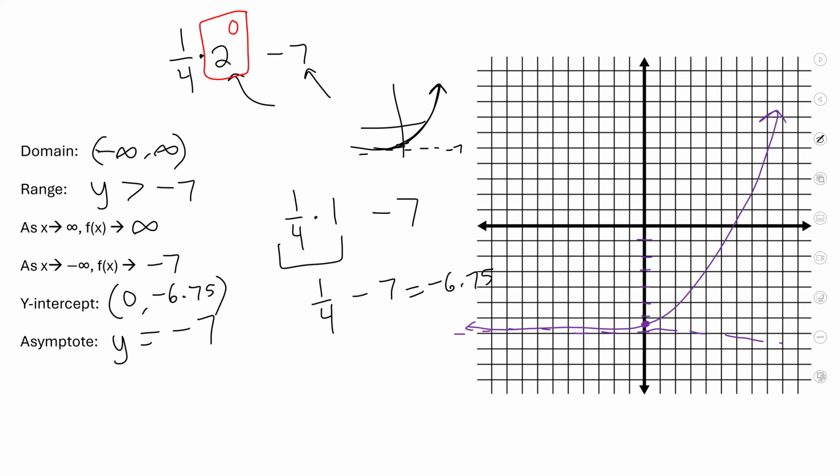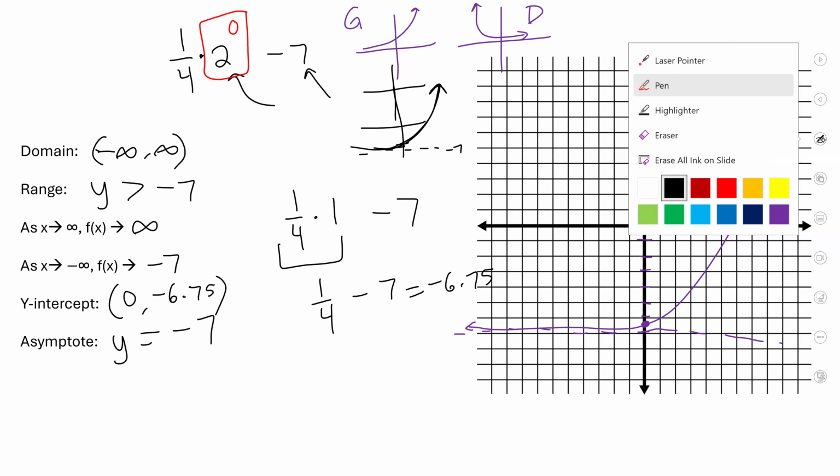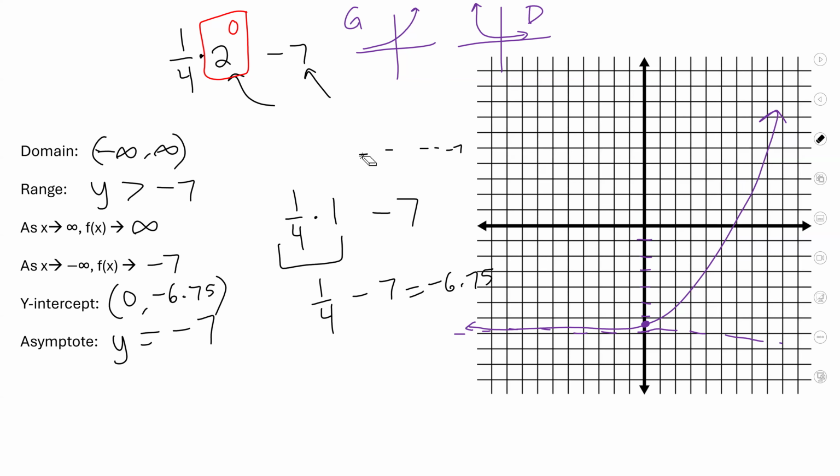Guys, a quick way to graph these, if it's growth, it looks like this. Write that down. If it's decay, it looks like this. So if you have a negative in the very front, just flip it across the what axis? What axis do we flip across? X-axis. If there's a negative in the front, you flip across the x-axis.